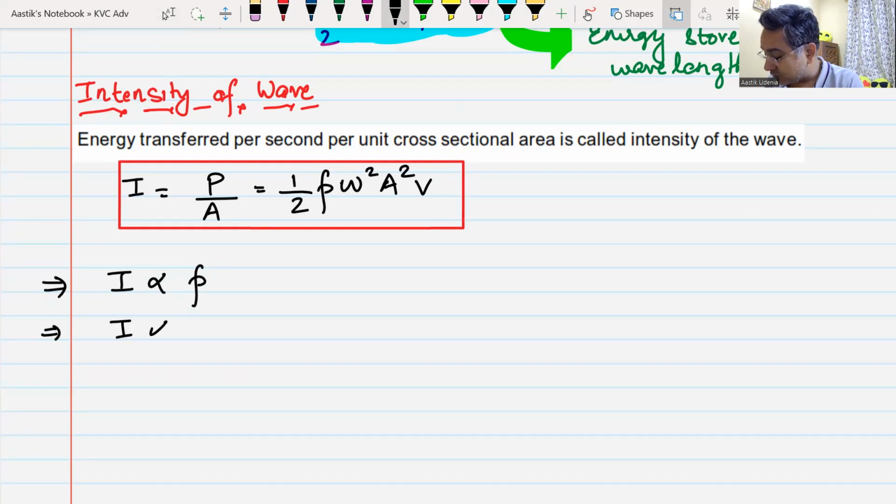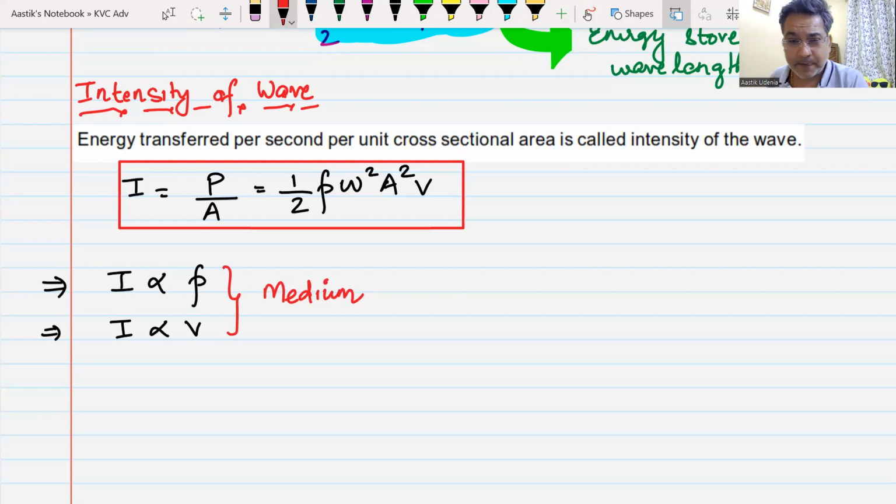Intensity also depends on the speed of the wave. These two things basically come from the medium, because depending on the medium, you will have different density and different speeds. Speed depends on the medium, density also depends on the medium, so these two terms are coming from the medium. Yes or no? Yes, sir.